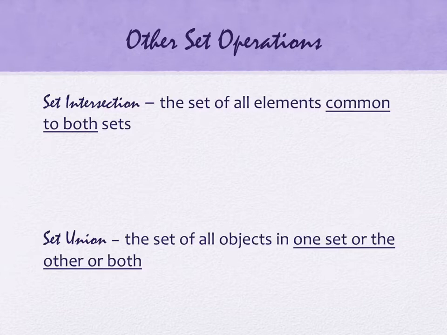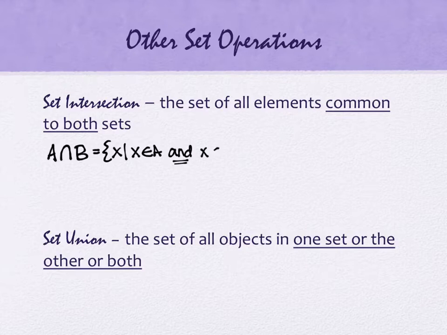The set notation for that looks like this. Okay, so it's an upside down U. It's an intersection. And this is the set of all x such that x is an element of A, and, right, that's that keyword and, x is an element of B. That's what makes it in common to both sets.